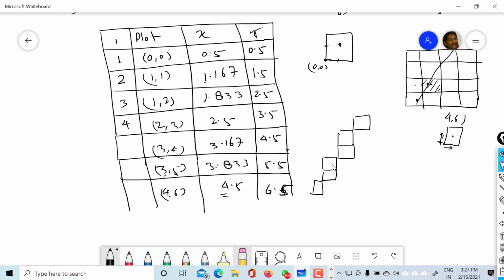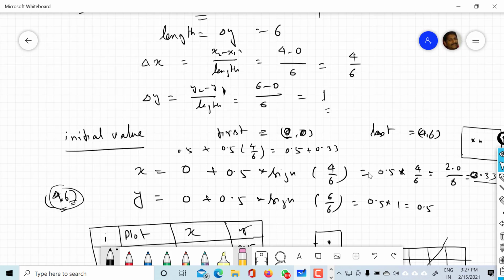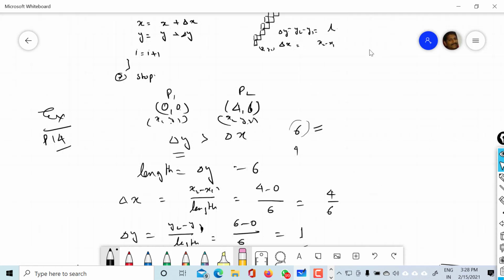So in this way we have drawn the line by using the DDA algorithm. I hope you have better understood the working of the algorithm. I tried my best so that I can explain to you the basics of the DDA algorithm.